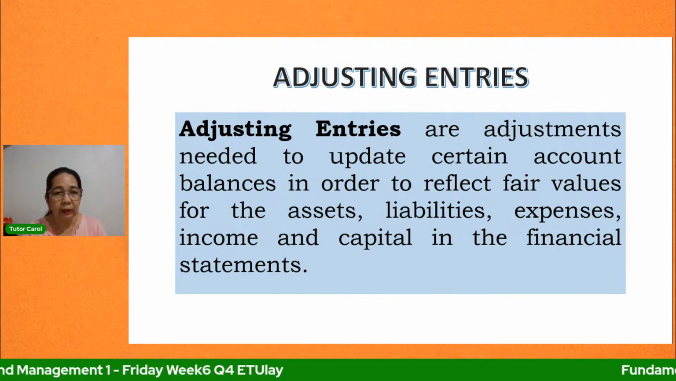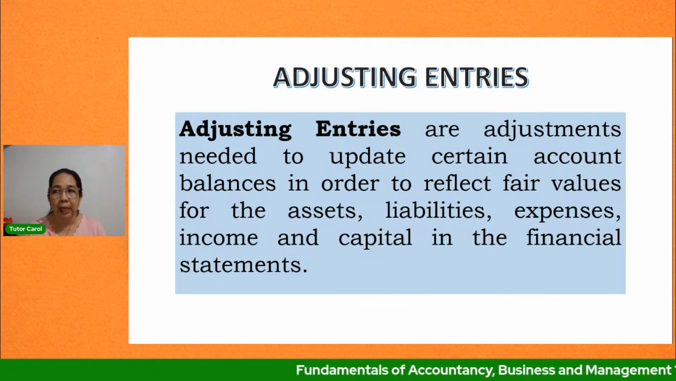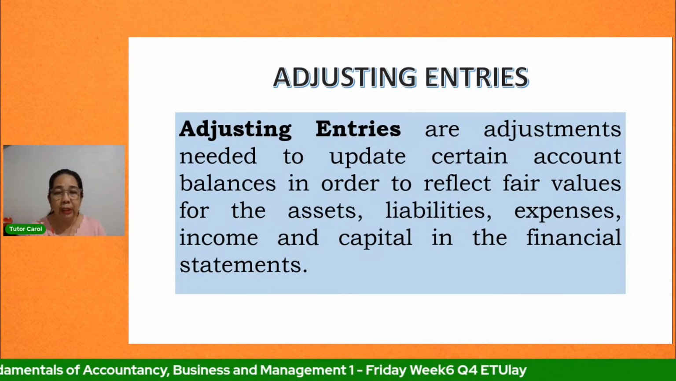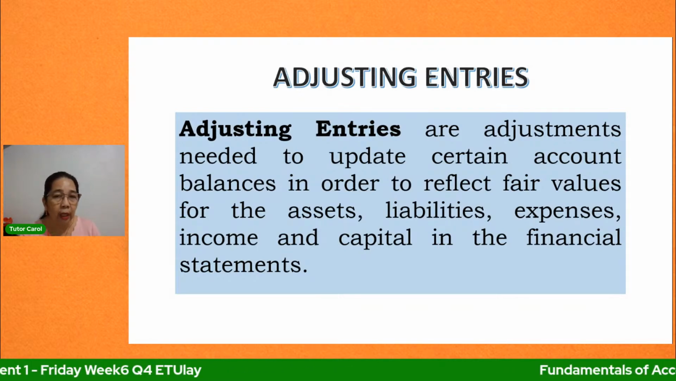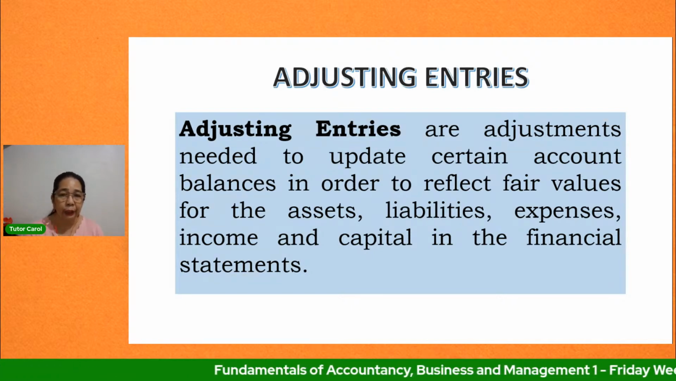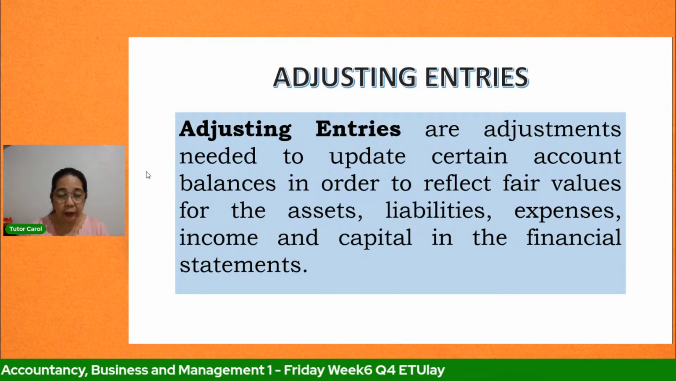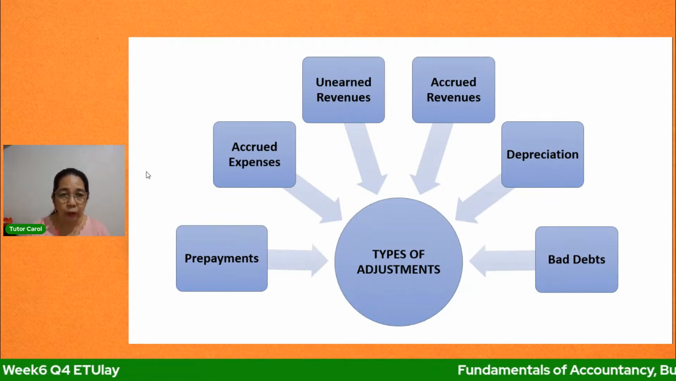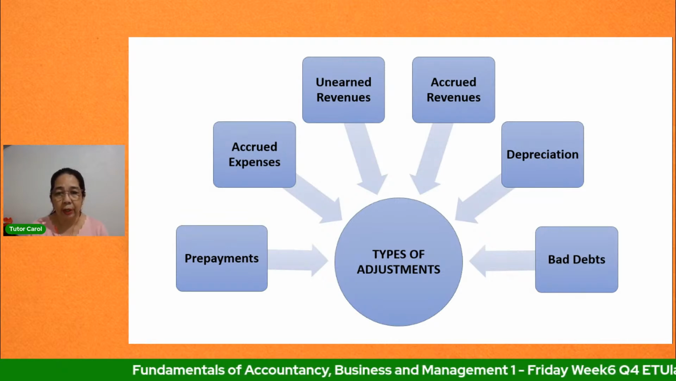Okay, adjusting entries naman tayo. Adjusting entries are adjustments needed to update certain account balances in order to reflect fair values for the assets, liabilities, expenses, income, and capital in the financial statements. At the end of the accounting period, there are items that you need to adjust so you can generate accurate financial reports. There are 6 types of adjustments: prepayments, accrued expenses, unearned revenues, accrued revenues, depreciation, and bad debts.